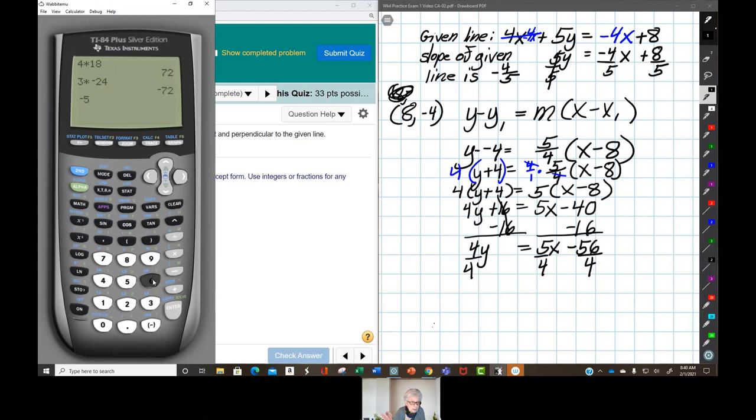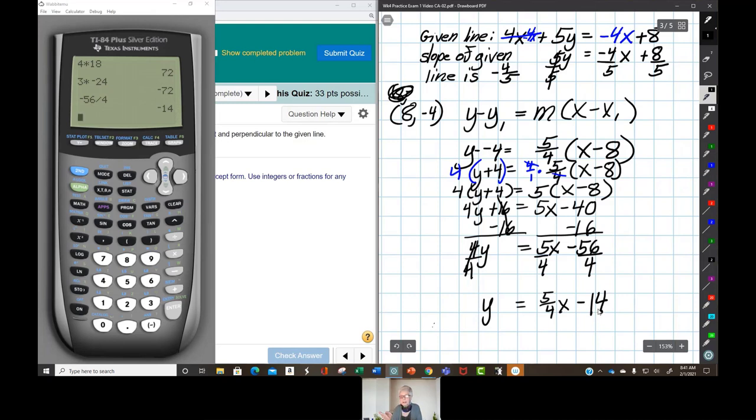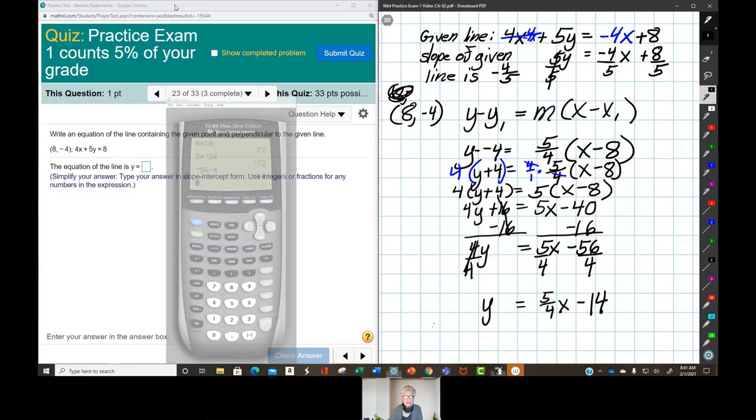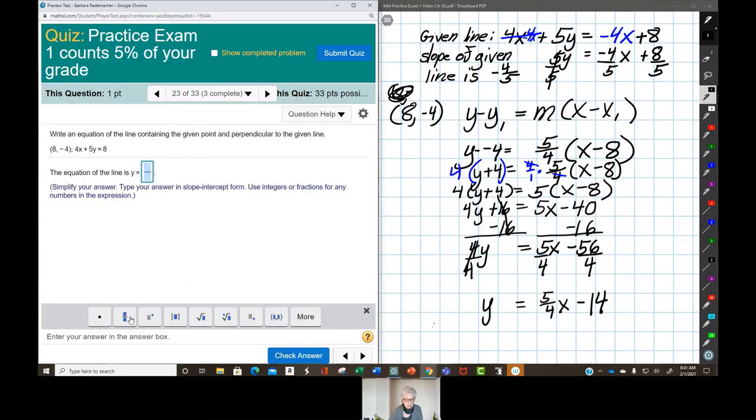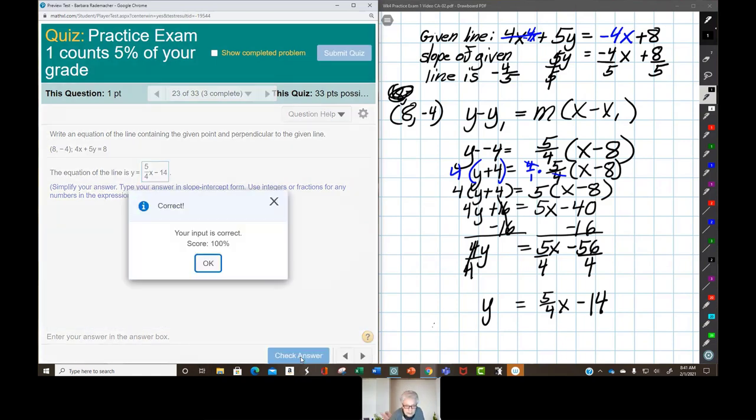Negative 56 divided by 4 is negative 14. So y equals 5/4 x minus 14. That should be the answer. Let's see if it is. That wouldn't be, would it? 5/4 x. 5/4 x minus 14. Yay.